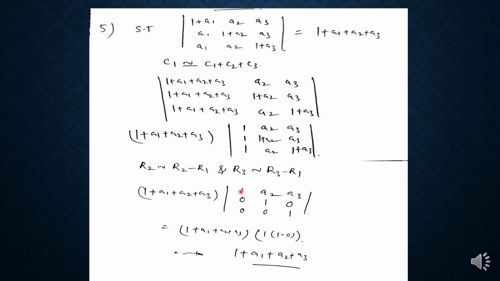So by using the Laplace expansion method, by taking the first column, we can expand the determinant. So that is 1 plus a1 plus a2 plus a3 into 1 into (1 into 1 minus 0), that is 1 into 1, that is equal to 1 plus a1 plus a2 plus a3, which is the RHS.